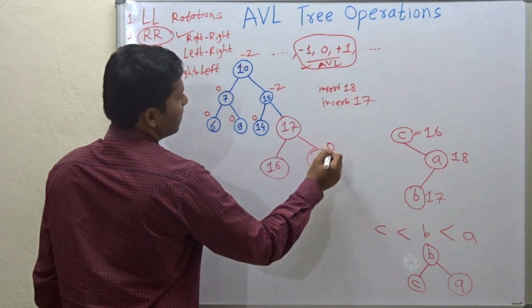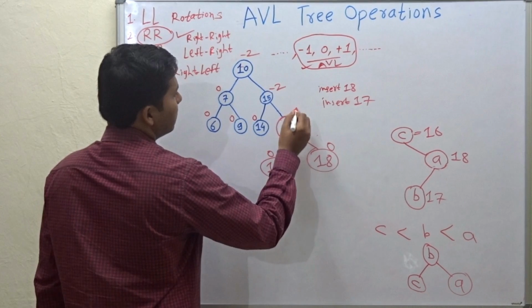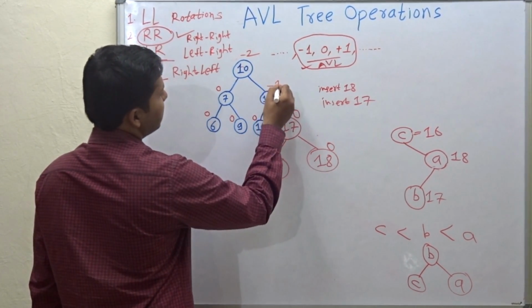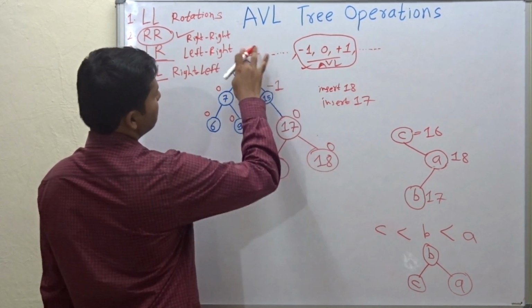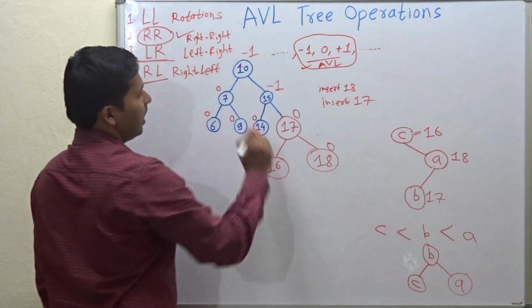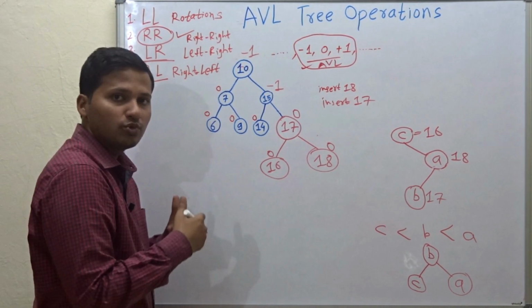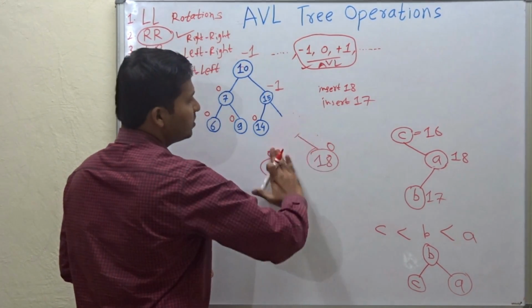Let's check. The balance factor is 0 for 18, then 0 for 16, 0 for 17, for 15 1 minus 2, so minus 1, and for 10 2 minus 3, so minus 1. Now this is an AVL tree. Now let's go to the second method. So the second method is a two-step method.